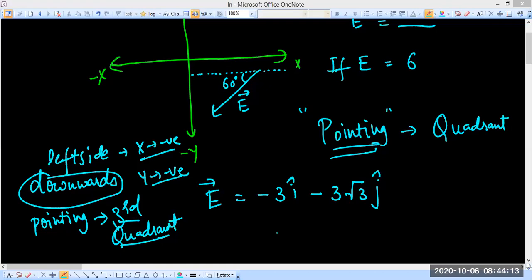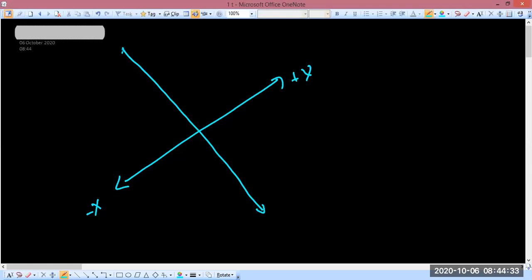Now a brain twister. See, it is not necessary that I have to take only X is horizontal, vertical. It is possible that axes are like this also, right? And now suppose you have a vector like this.